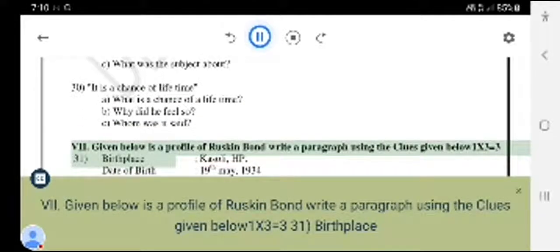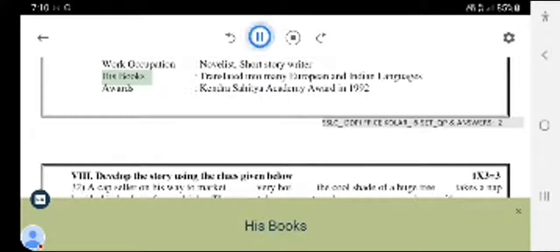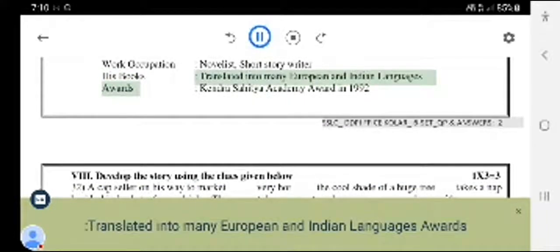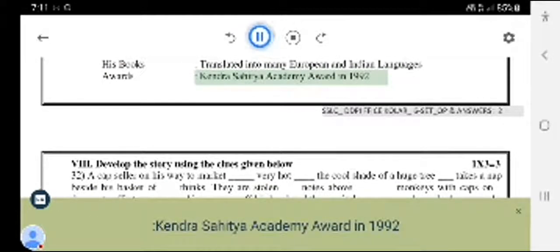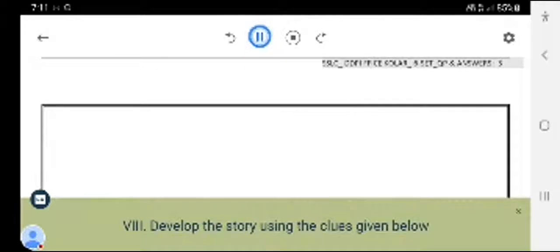VII. Given below is a profile of Ruskin Bond. Write a paragraph using the clues given below. 1x3 equals 3. 31. Birthplace: Kasoli, H.P. Date of birth: the 19th of May 1934. Residence: Missouri. Occupation: novelist, short story writer. His books: translated into many European and Indian languages. Awards: Sahitya Akademi Award in 1992. 8. Develop the story using the clues given below.